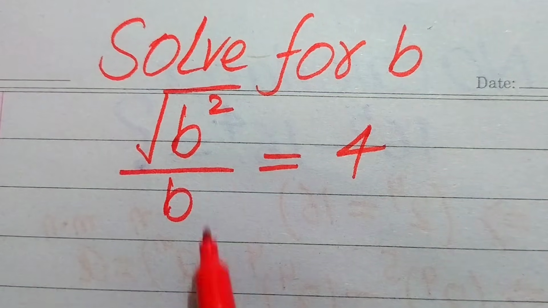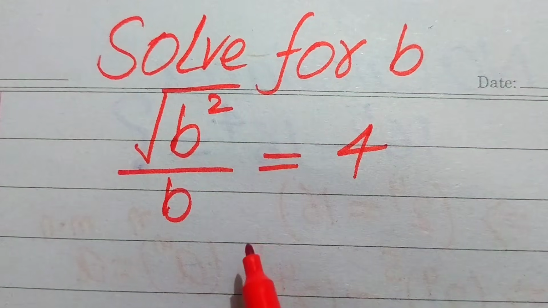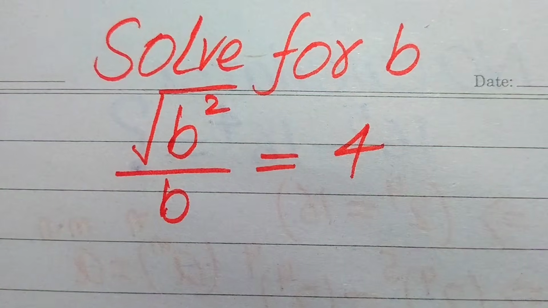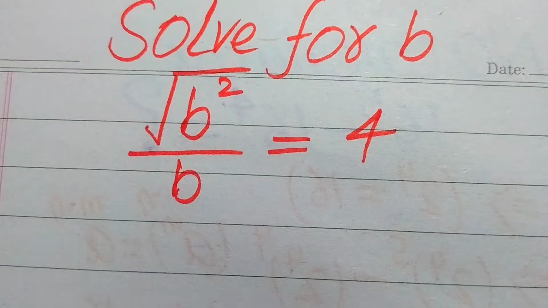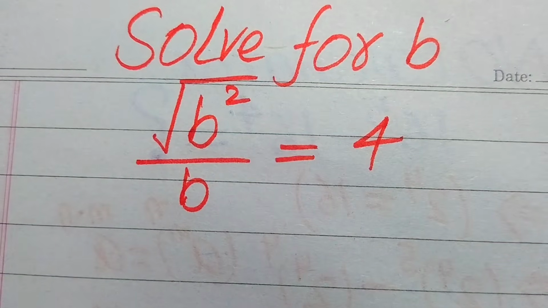So here we have the equation: square root of b squared divided by b is equal to 4, and we solve this problem for all the values of b. First we find all the roots of this equation, and at the end we will verify which of the roots are solutions and which of the roots are extraneous roots.